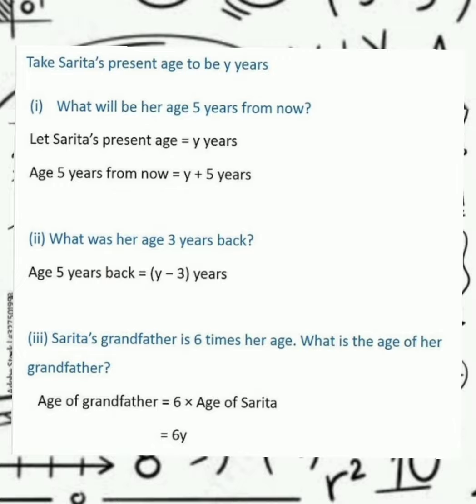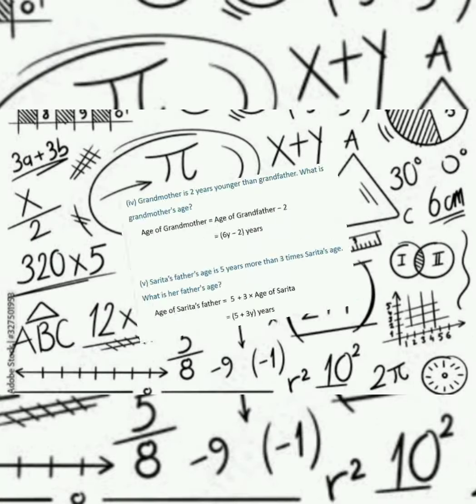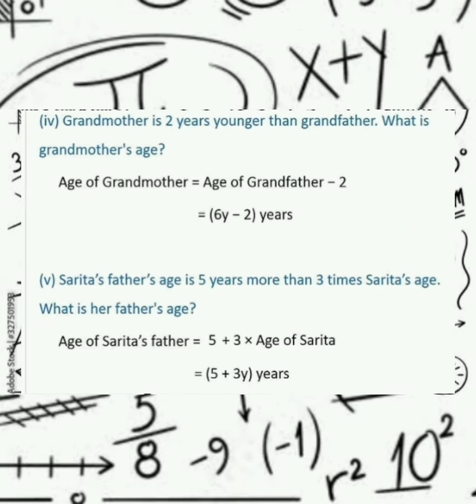Sarita's grandfather is 6 times her age. What is the age of her grandfather? So age of grandfather is equal to 6 times age of Sarita, so that will be 6y. Next, grandmother is 2 years younger than grandfather. What is grandmother's age? Age of grandmother is equal to age of grandfather minus 2. As we have seen, the age of grandfather is 6y, so age of grandmother is 6y minus 2 years.